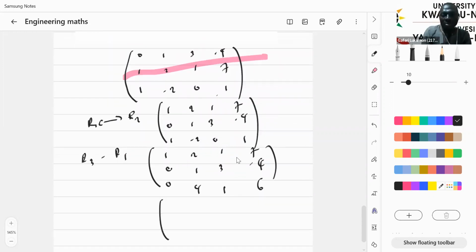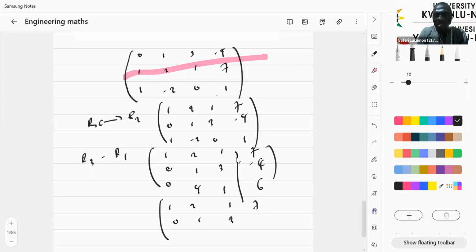R1. 1, 2, 1, because they want R1 plus half R3. Do you know what they want to reduce here? They want to reduce this guy to 7. Let me write it.